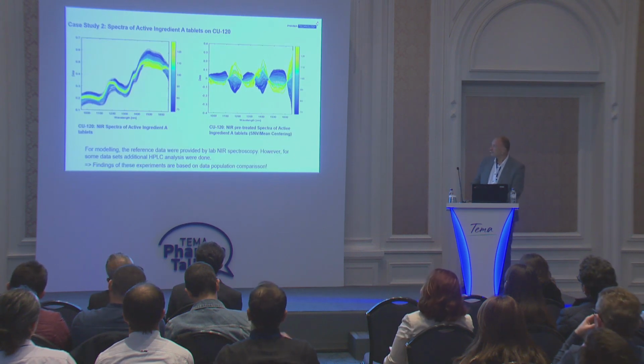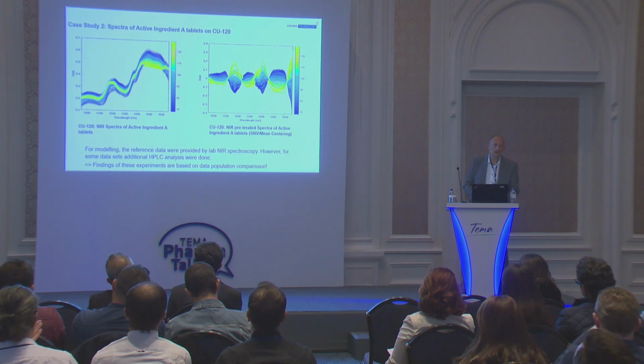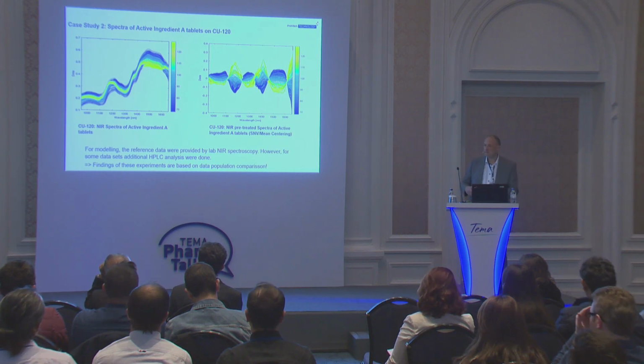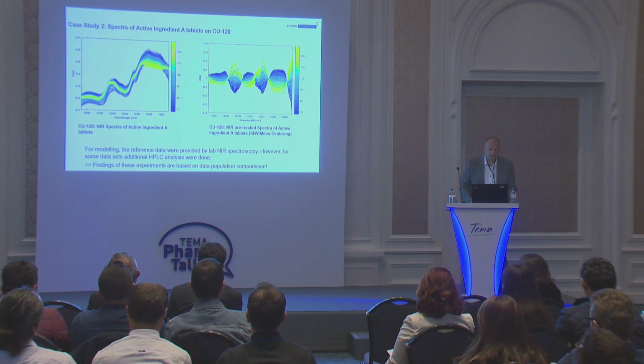For NIR, we also took tablets with different API content. Here we do not really have much access to HPLC data. So the reference analysis data were provided by a lab spectrometer. Okay, so we have to take these results from the lab spectrometer, and with these results we have to calibrate our NIR. It means we might have the prediction error of the reference method plus ours. Just so that you have this in mind.